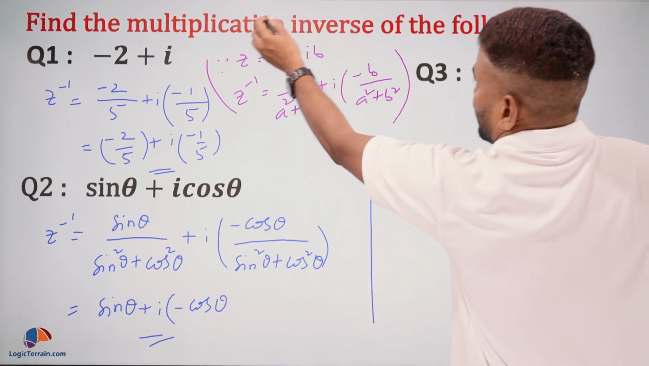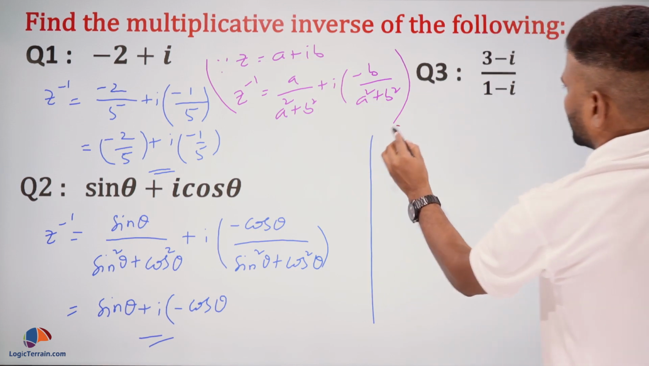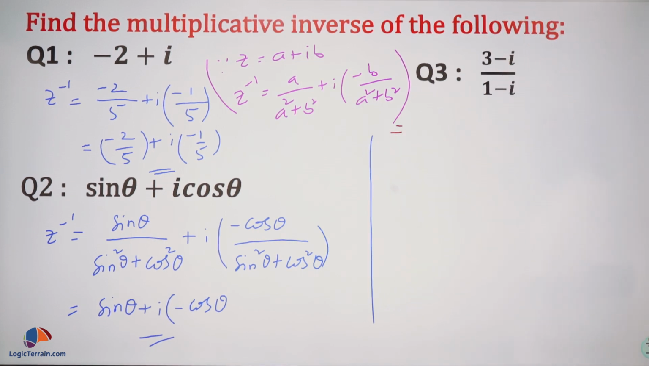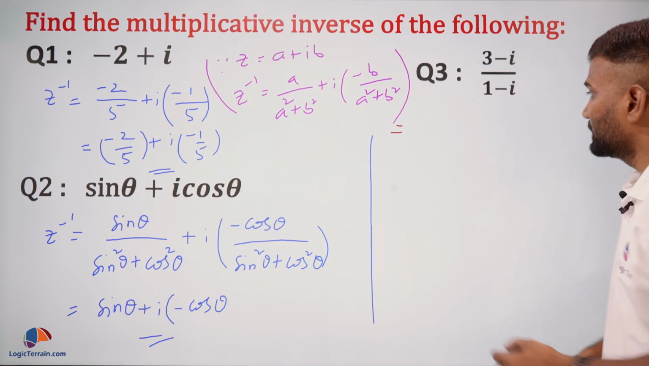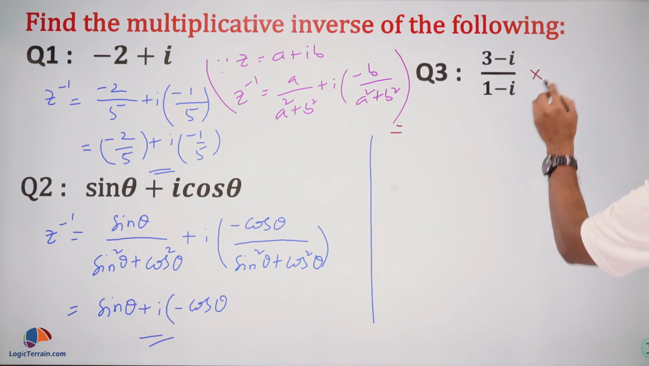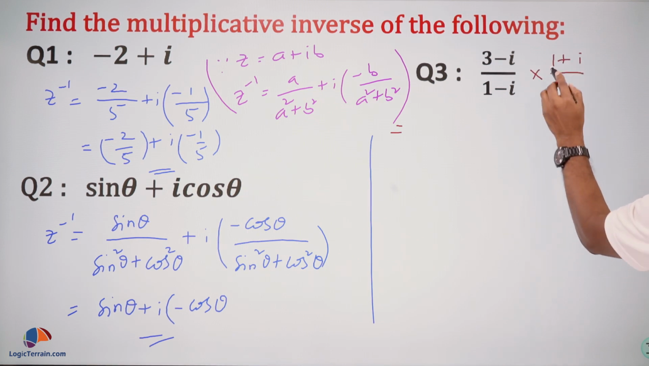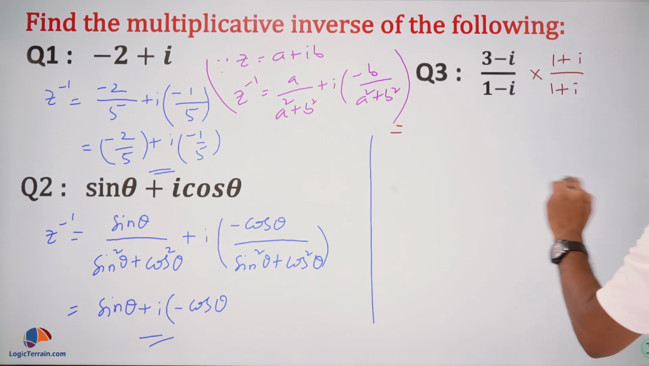And finally for this, for finding the multiplicative inverse, first we'll rationalize and simplify. First we'll find the complex number, so we'll rationalize with 1 plus i. We'll multiply both numerator and denominator with 1 plus i.